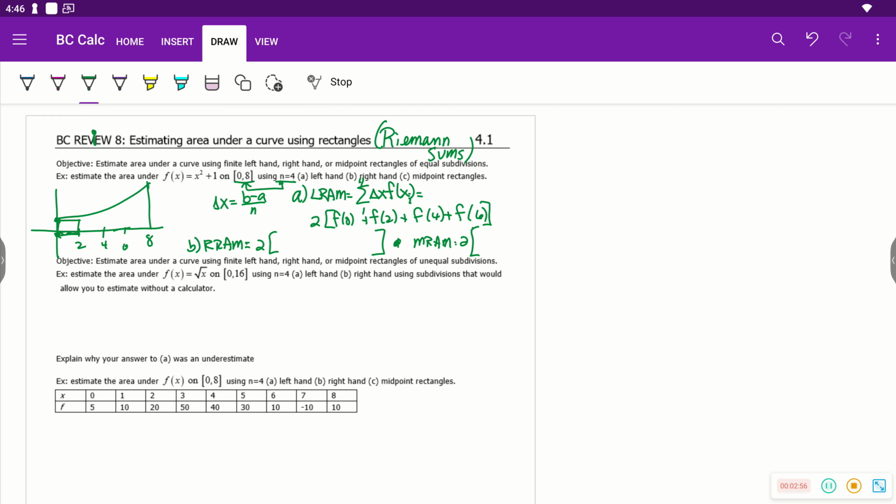Okay, so if you know what you're doing, somebody give me RRAM, and I assume you would say, if you were actually in my class, f at 2 plus f at 4 plus f at 6 plus f at 8. Those are the right edges of each subdivision. And MRAM, it's the middle of each subdivision. So halfway between 0 and 2 is 1, f at 1, f at 3, f at 5, and f at 7.